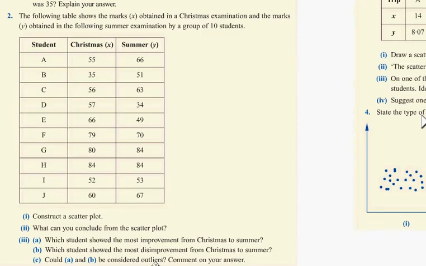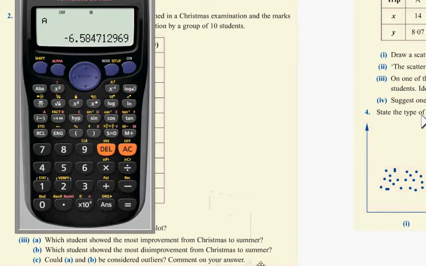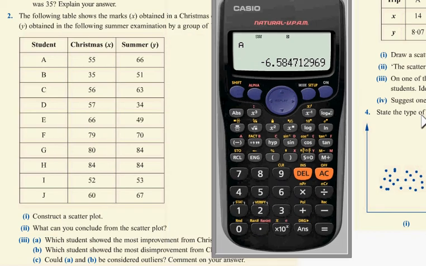What can you conclude from the scatter plot? Well, before I do anything else, I'm going to show you how to put your line into the scatter plot. To put this line into the scatter plot, we need to use our stat function. It's 2 variables, which means we use a plus bx. Next thing we do is we enter all these values in.